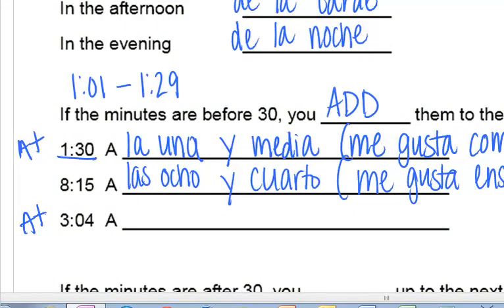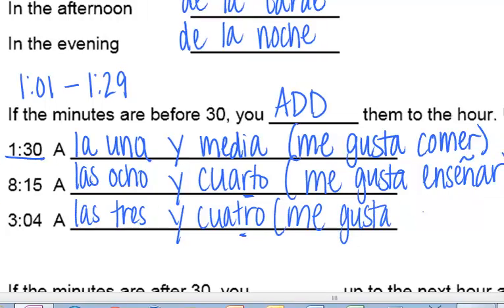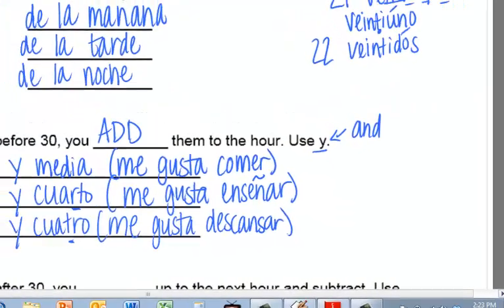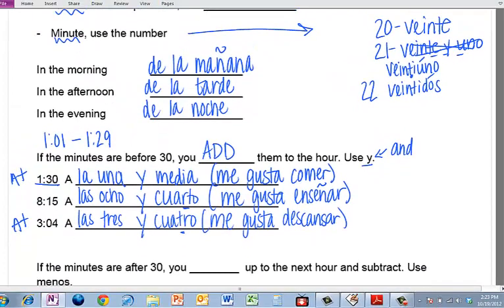This one at 3:04. It's still going to follow the same pattern as at 8:15. A las 3 y, how do you say 4? Good. Cuatro. Notice that cuarto and cuatro were almost exactly the same word, except the R and the T and the R are flipped around. So a las 3 y 4, me gusta descansar. Now remember that the me gusta, that's just additional vocab that I'm adding to show you how I would use it in a sentence. Right now we're focusing on the a la and the a las.